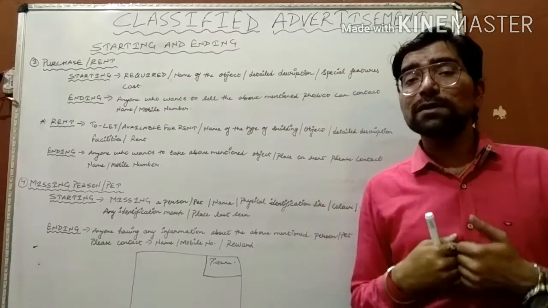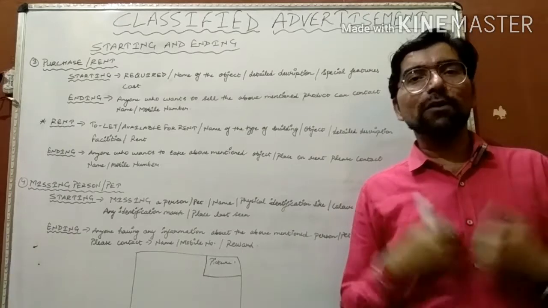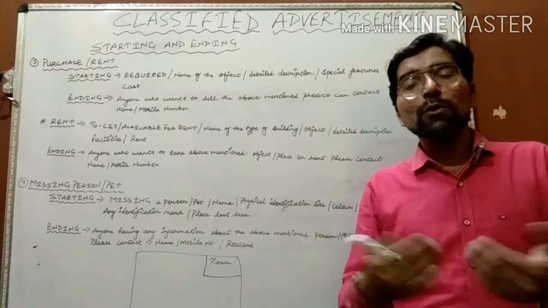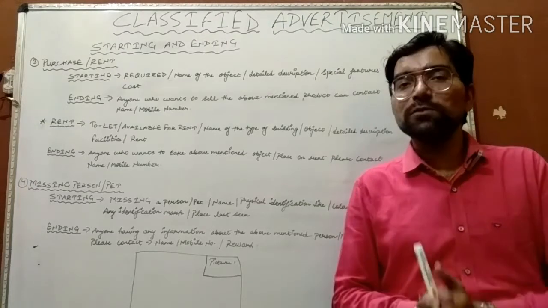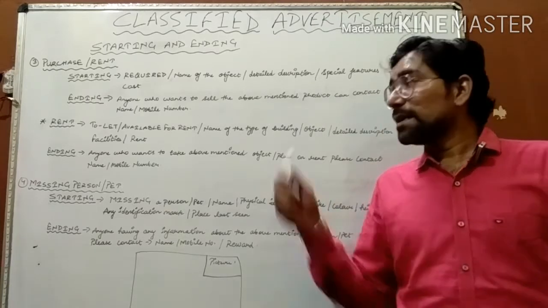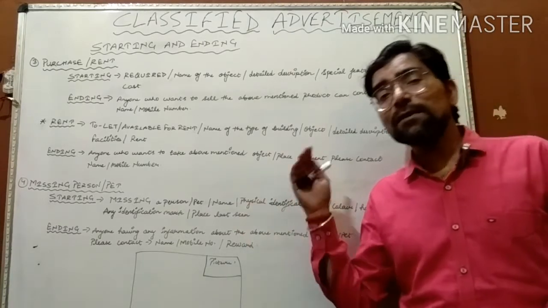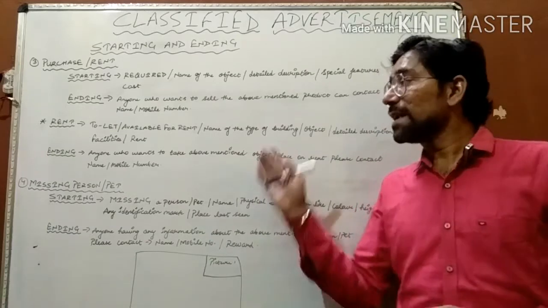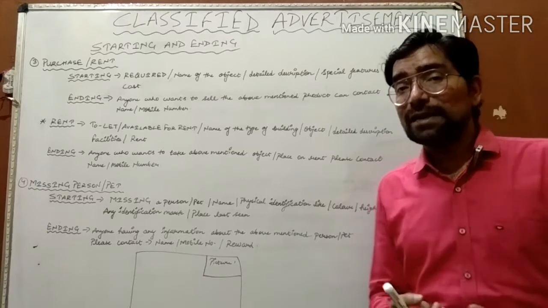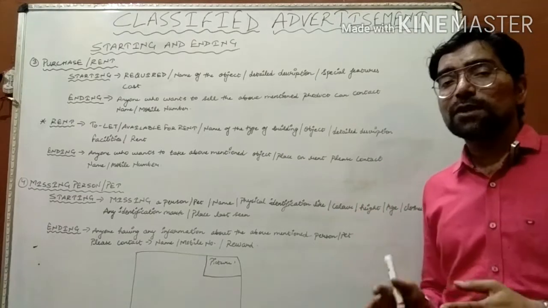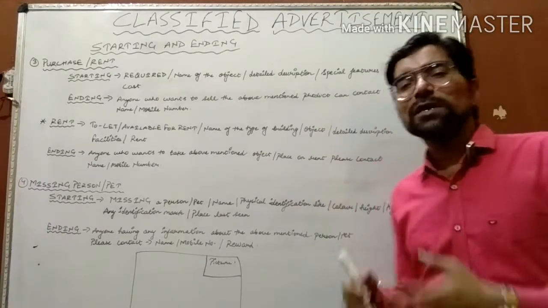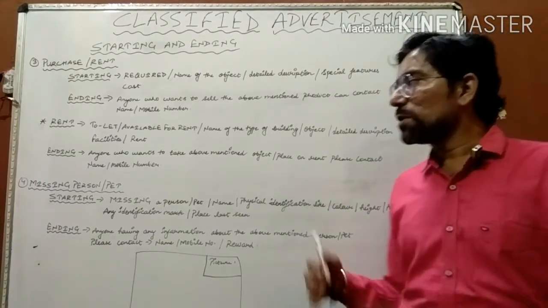That is, you want any object or building on rent. In the first form, you are the owner of that particular building or object, and you are putting it on rent. The second form is when you require some object or building on rent. So what is going to be the change if you require some object or building on rent?